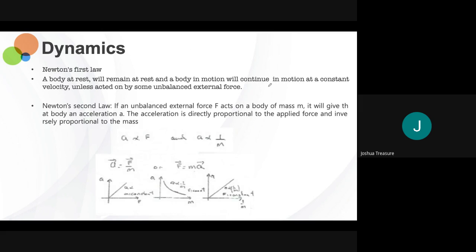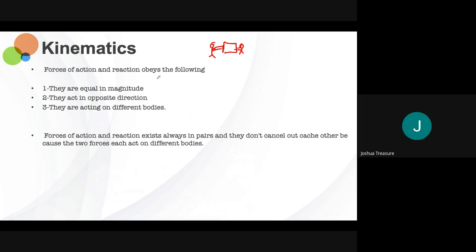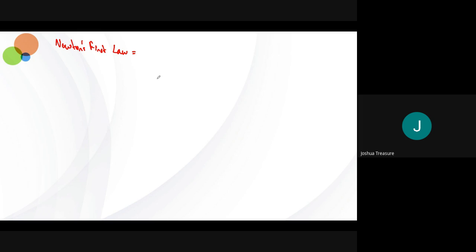Let me just make that clear. Acceleration is equal to zero, right? If there are no external forces. So let's just write an equation that shows that. That would mean that the sum of the forces is equal to zero, right? Because acceleration is equal to zero. So the object will remain at rest, and if an object is in motion, it will remain in motion.